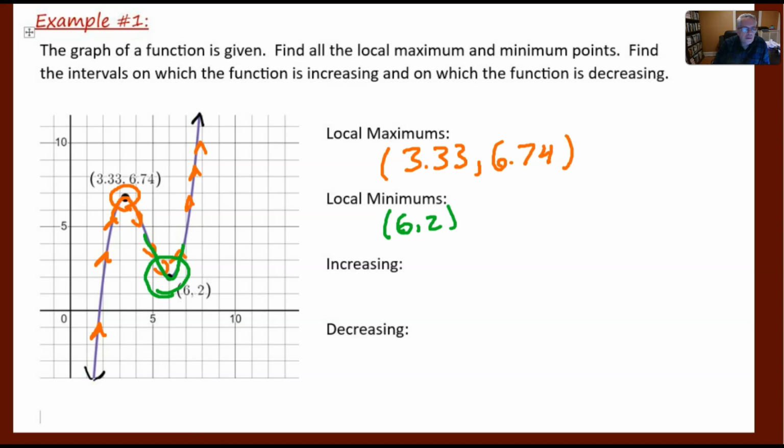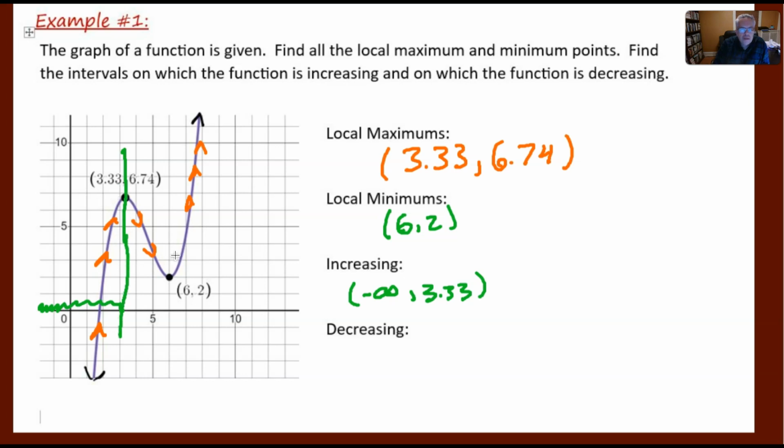All right, so I'm going to erase some of the things I've added to this. And we want to talk about where the function is increasing and decreasing. Well, notice that the function is increasing until it gets to this local maximum where it turns around. So the function is going up here. So we could say from minus infinity, because this function keeps going to the left, to 3.33. So we're talking about for what x values is this function going up? So until we get right here where that local maximum is.